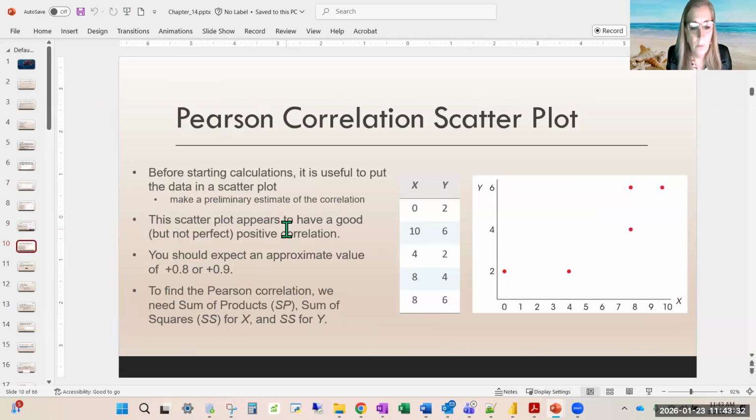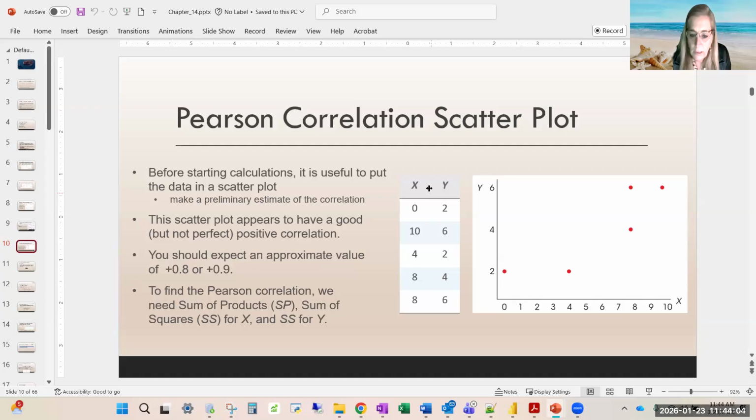All right, so before you start calculations, it is useful to put your data into a scatter plot, and you can kind of make a preliminary visual estimate based on what you're seeing. And here we have plotted the data that exists between our two variables. And you can see that our first variable is referred to as X. And since we have a second variable that we're comparing, we're calling it Y.